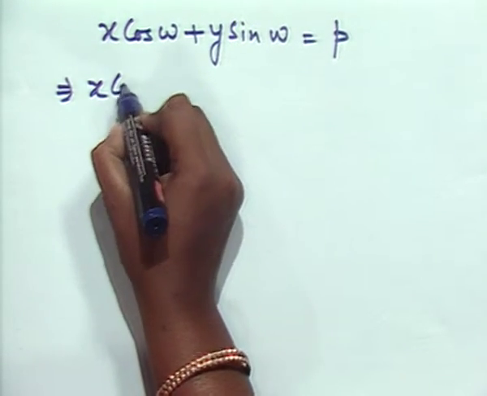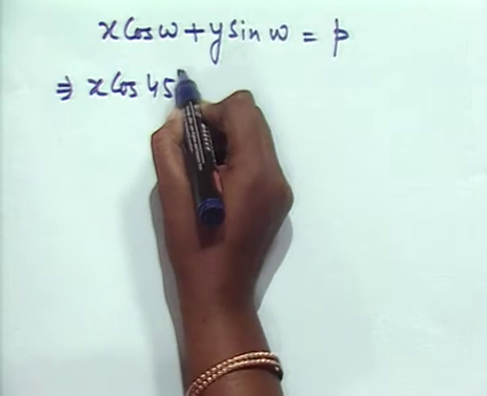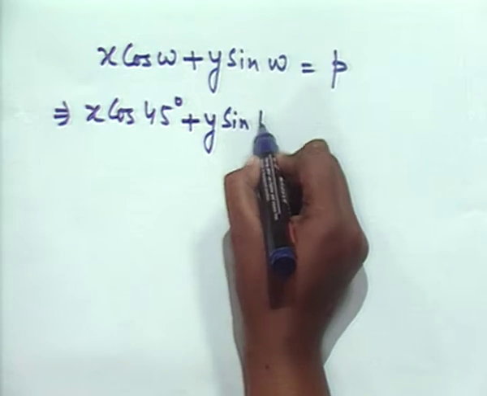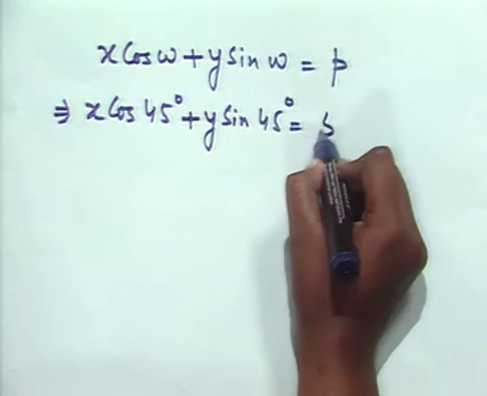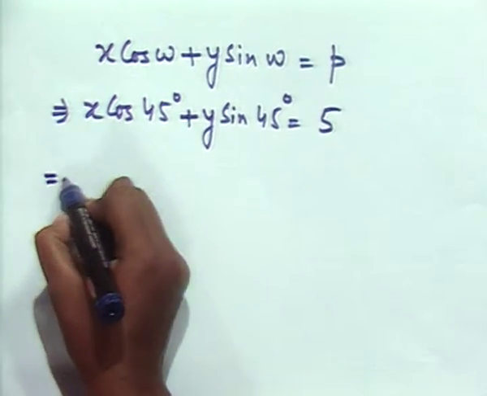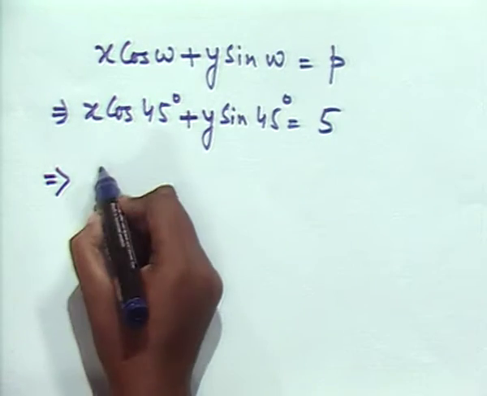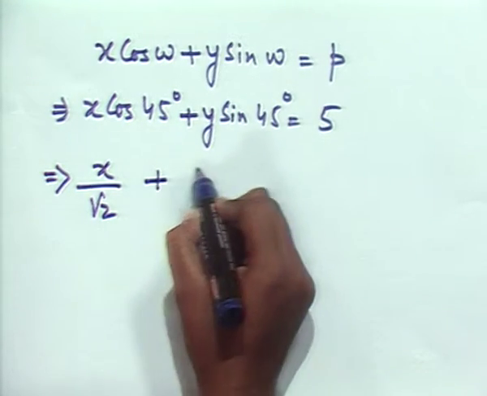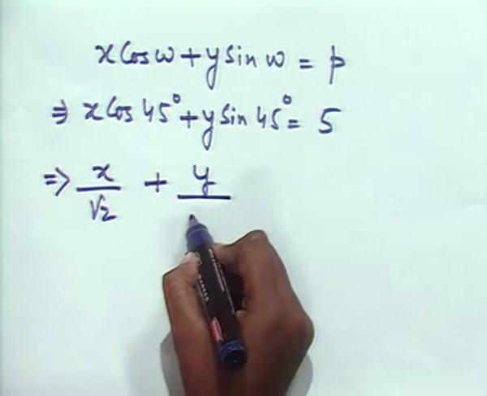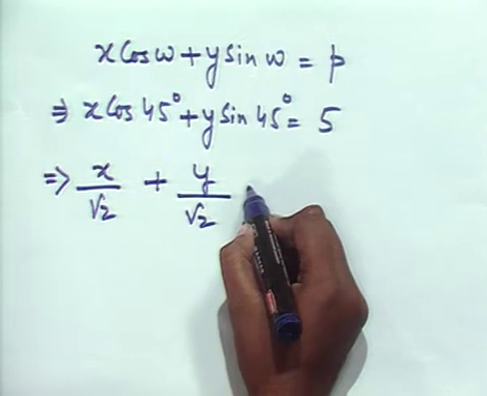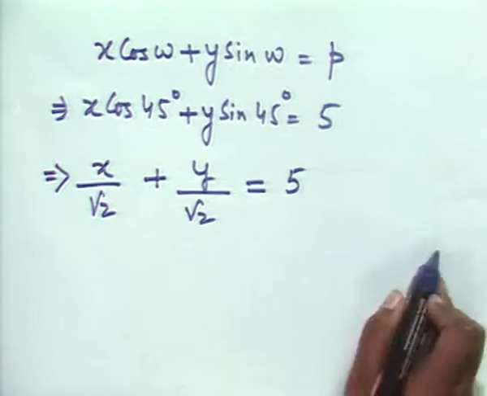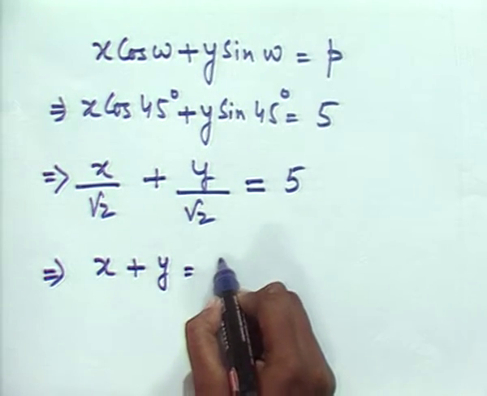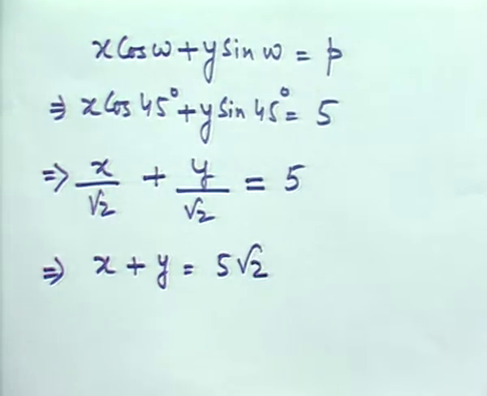We have x cos 45 degree plus y sin 45 degree is equal to 5. We have just substituted the values, nothing else. So, this is x upon under root 2 because cos 45 is 1 upon under root 2, again y upon under root 2 because sin 45 is 1 upon under root 2, this is equal to 5. So, this gives us x plus y is equal to 5 under root 2.